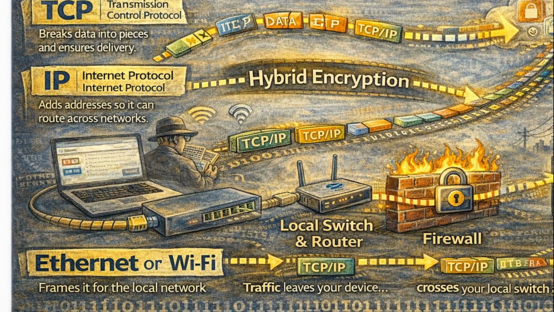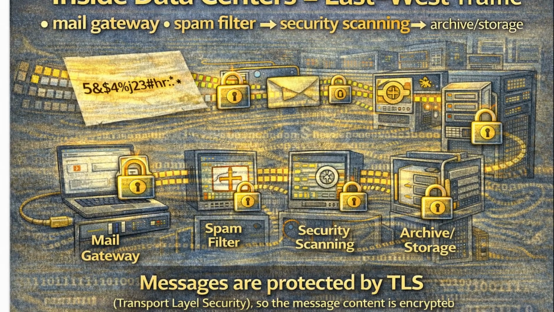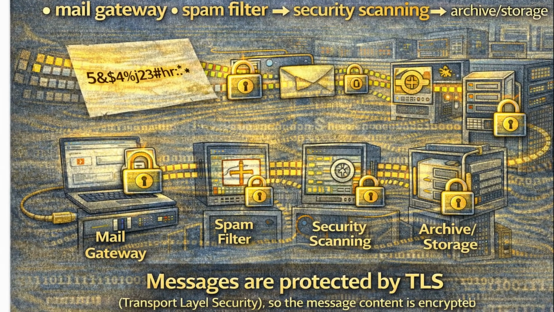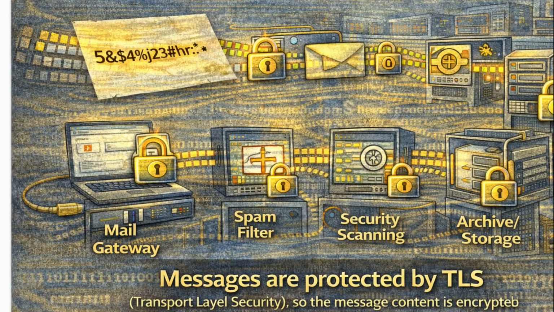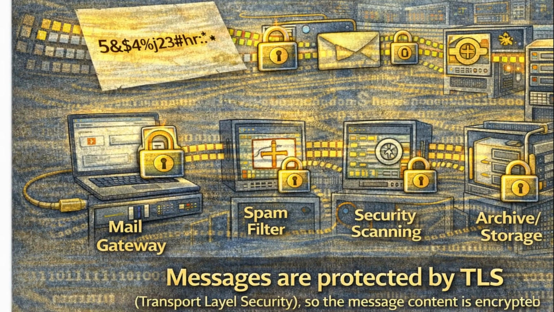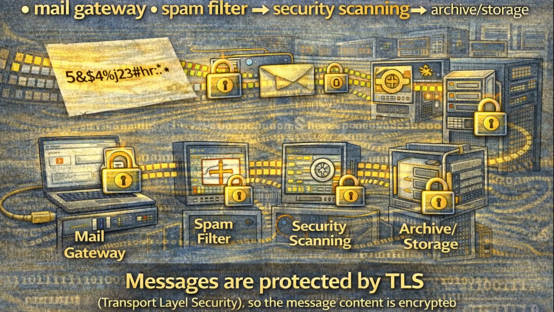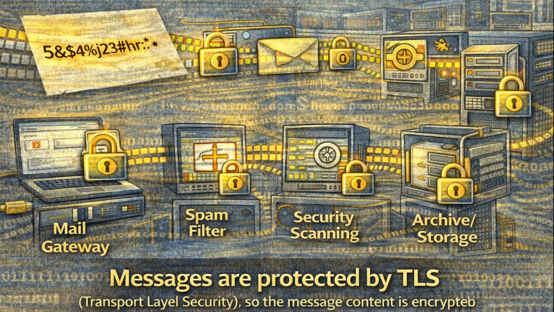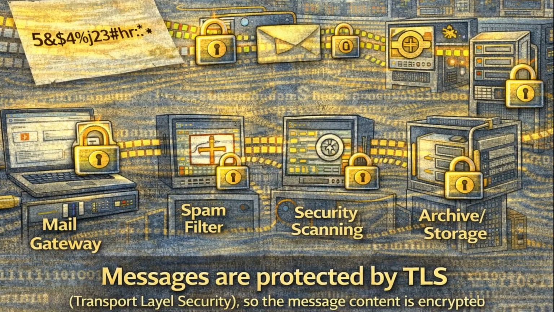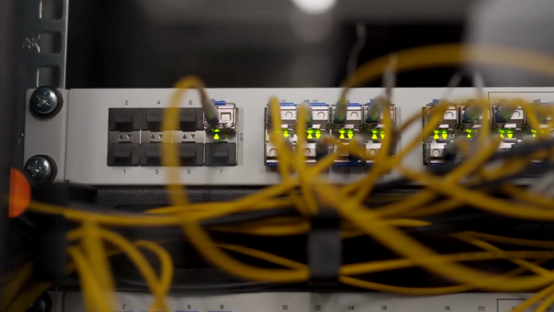That's north-south traffic, user to cloud or internet. When the message reaches the provider, there's often east-west traffic inside the data center. Mail gateway, spam filter, security scanning, archive, storage. And if TLS is enabled, the message content is protected as ciphertext while it travels, so eavesdroppers can't read it. North-south: user to cloud. East-west: system to system.